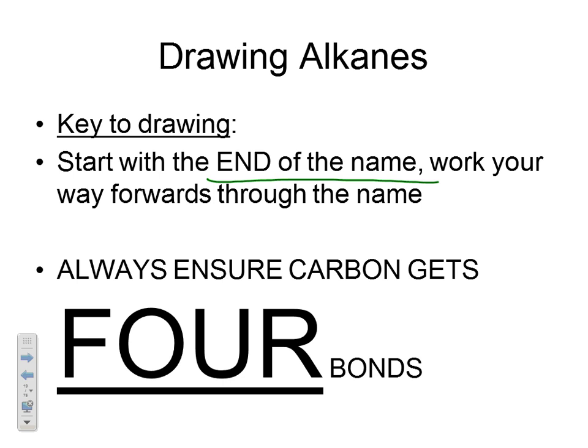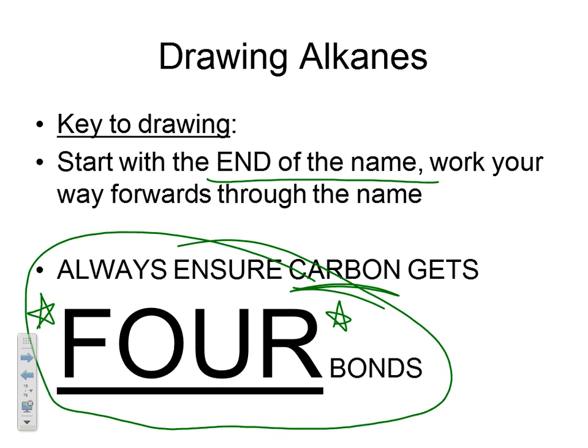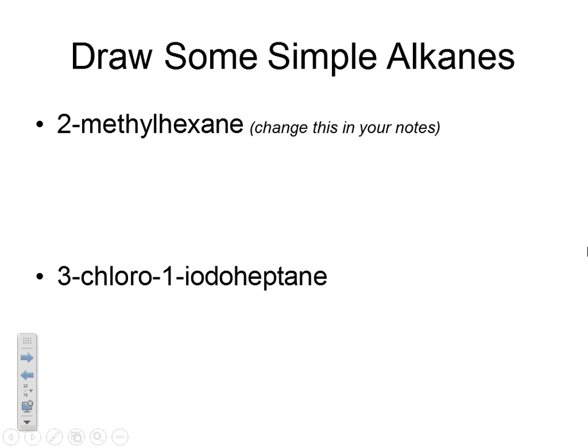Always ensure, this is huge, hence the enormous font, carbon gets 4 bonds. Carbon only gets 4 bonds. It does not get 5, but you have to make sure it gets 4, not just 3. So you have to be very careful when you're going through and drawing carbon compounds, making sure that every single carbon has 4 bonds. So change this first one from your notes to 2-methylhexane.